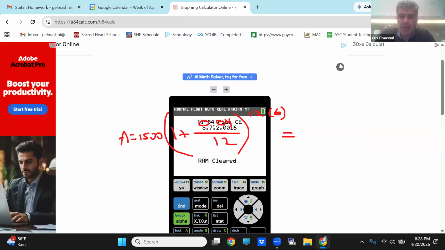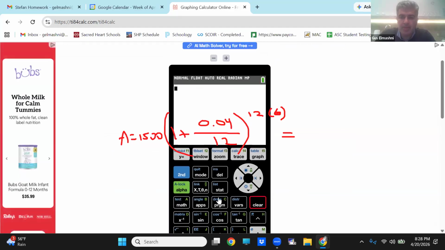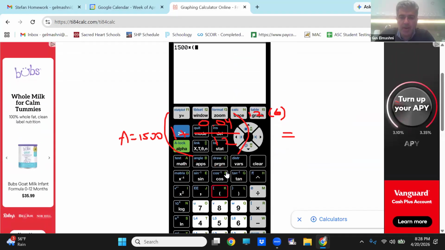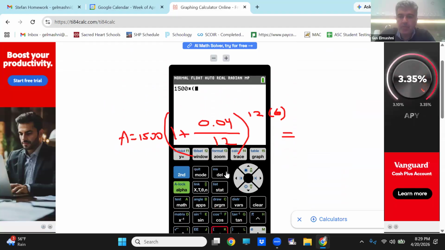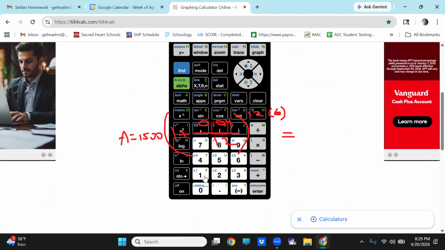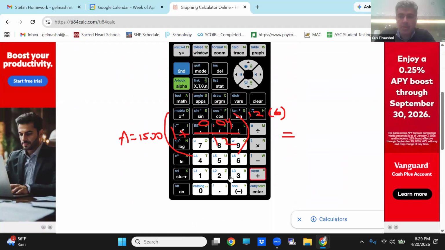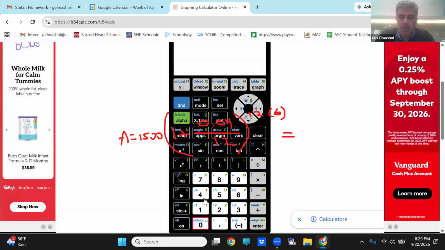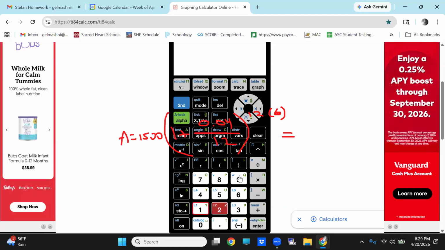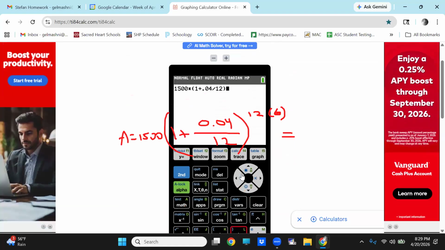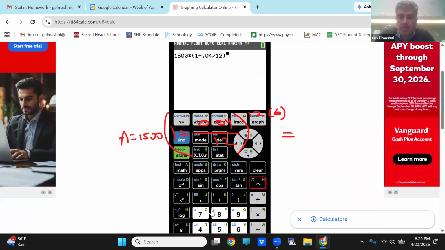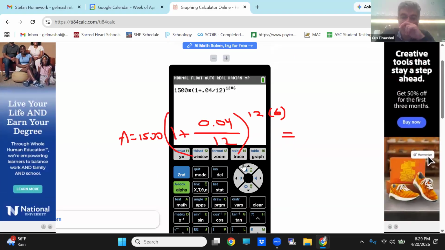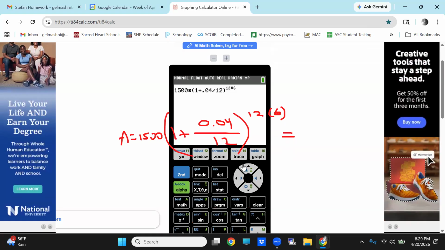This slide's a little clunky, so I don't like it, but it does work. So you do 1500 times parentheses. So you see how I have that so far? Yeah. Okay. You do 1 plus 0.04 divided by 12, like that. Then raised to 12 times 6. So it should look like this. See if you can type that in.